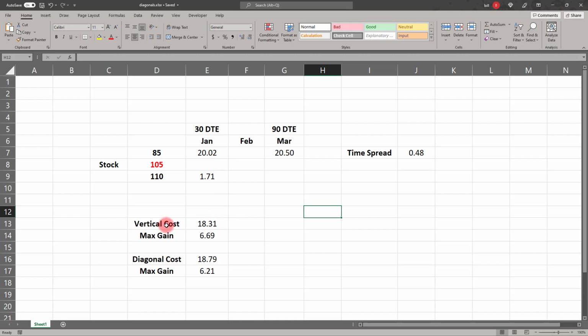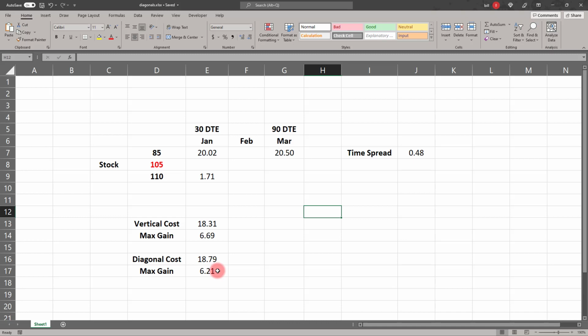So look at your cost down here. If we do the vertical spread, we pay $20.02, we collect $1.71. That's going to cost us $18.31, max gain of $6.69. If we use the diagonal spread, we would pay $20.50, collect $1.71, and that gives us a cost of $18.79. A little bit more expensive, and in fact, 48 cents more expensive. Look at the max gains. For the vertical spread, you have a max gain of $6.69. For the diagonal spread, max gain of $6.21. Again, a difference of 48 cents.